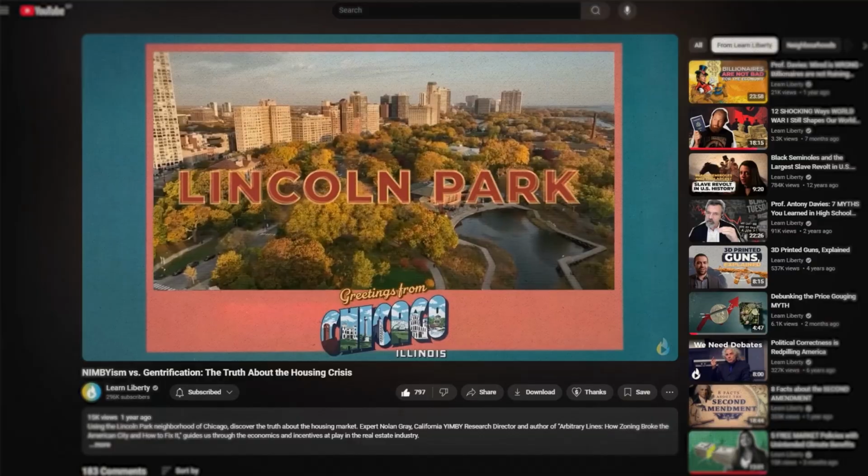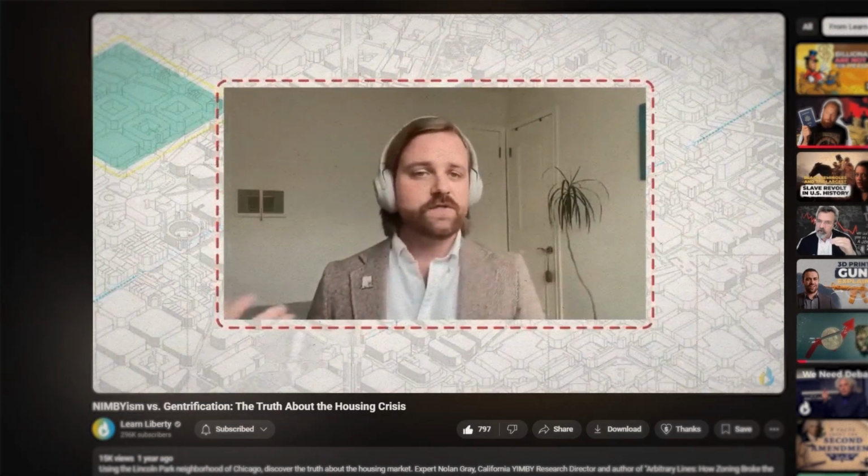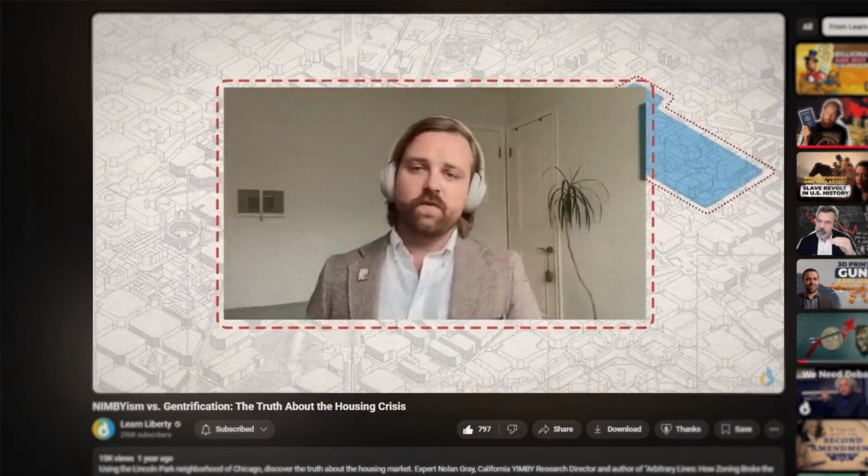But it could also include destructive policies like eminent domain, taking someone's property to create additional housing, or zoning laws, which might force a one-family home to become a two-family home. Those policies have their own nasty, vicious cycles. We covered zoning in NIMBYism versus gentrification, the truth about the housing crisis. Watch that video to learn more.